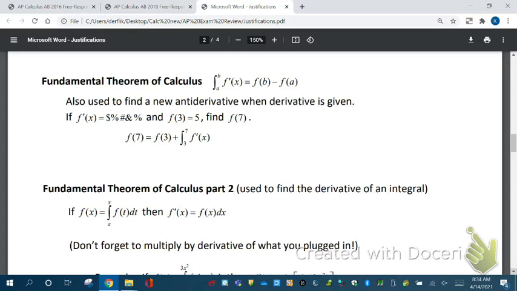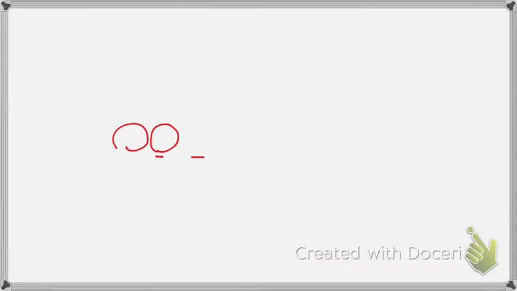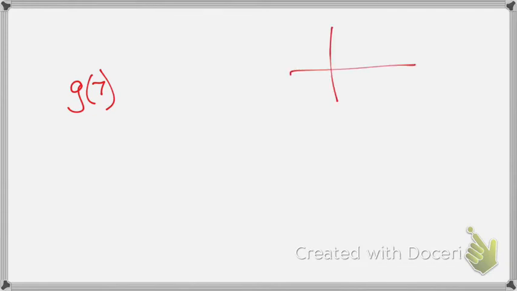Basically, if you ever need an antiderivative of any sort, then you need to know another antiderivative. I call this starting value plus net change. Okay, so let's say they ask us to find g of 7, okay? But in the graph, the name of the graph is g prime, okay?